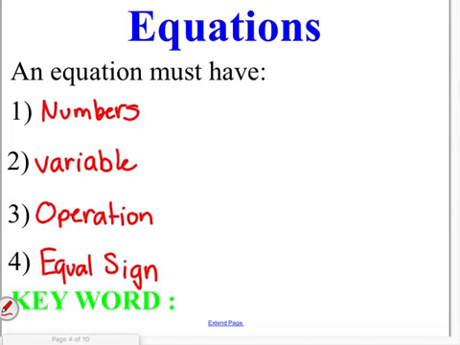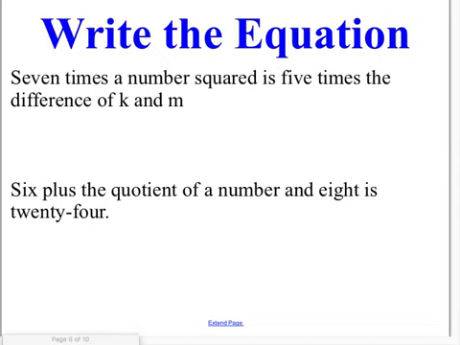Remember, last chapter we made a list of key words for you to use that tell you about adding, subtracting, multiplying, or dividing. There's one more key word that we need to talk about, and that is "is," which stands for equals. So if you see the word "is," that is where your equal sign is going to be. So starting with some sentences, turning them into equations.